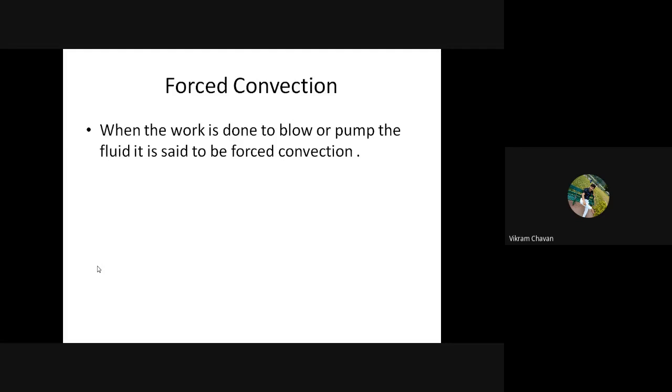So when the work is done to blow or pump the fluid, it is said to be forced convection. Getting everyone? Any doubt, any question?